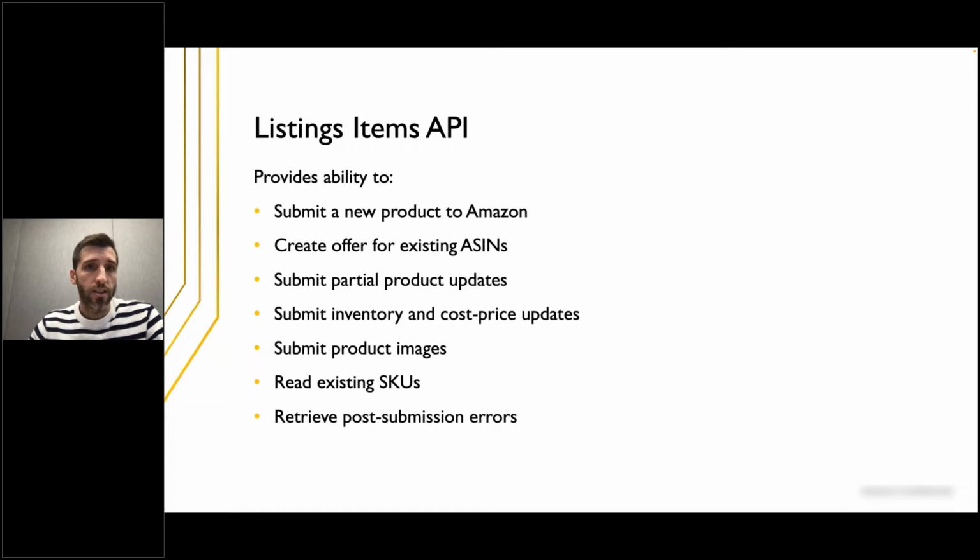Some of the use cases that we support with the listings item API is submitting a new product to Amazon. So a product doesn't exist and you are submitting for the first time. Creating offer for existing ASINs, so product that already exists in the catalog. Updating your product with some partial updates, that's also possible. Submitting inventory, cost, price updates, that's a supported use case as well. Submitting images, reading SKUs, as I said before, in case you want to get some information about your listing, that's possible. And finally, getting the post-submission errors.